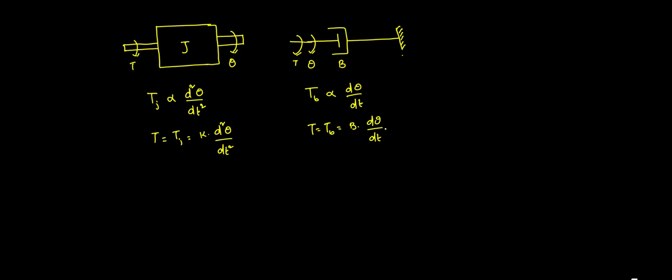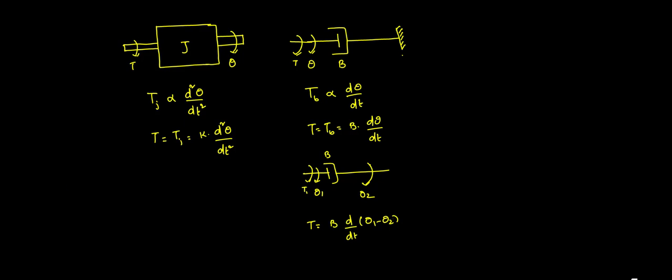Suppose it is moving at both ends, and the dashpot is without any reference. You apply a torque T, with angular displacements theta 1 and theta 2 at the two ends, and the coefficient is B. Then T is equal to Tb, which is B into d by dt of theta 1 minus theta 2. That is simple.